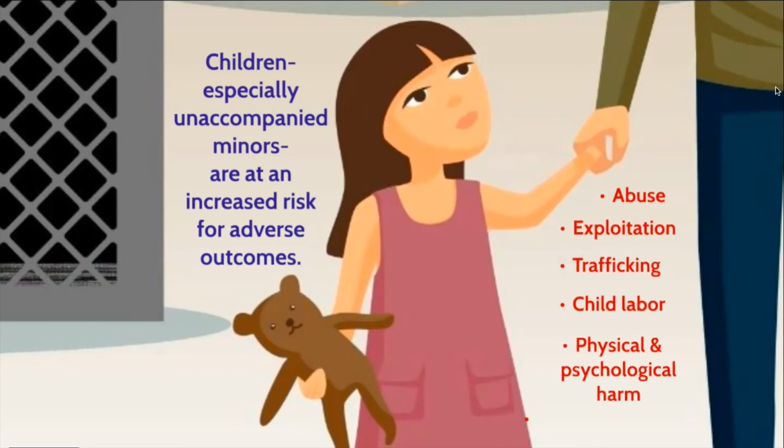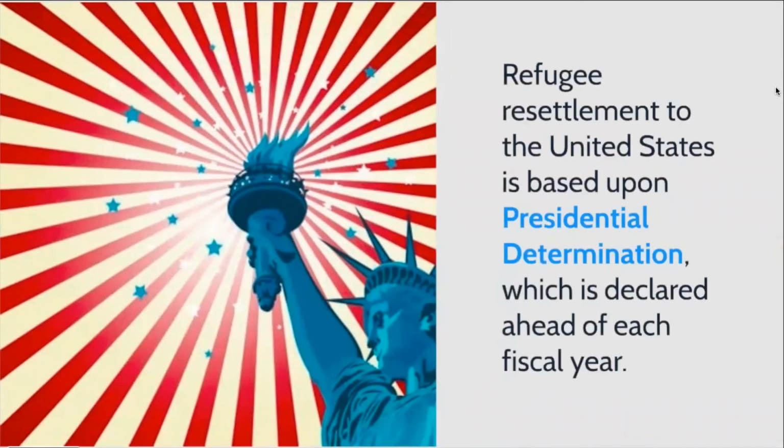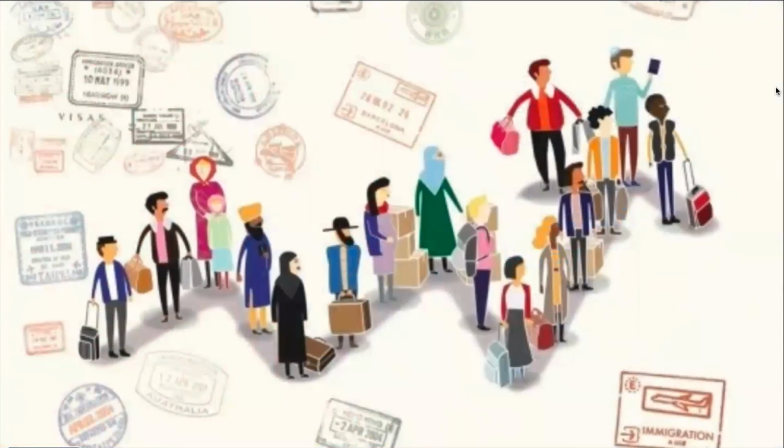Let's explore some factual data about refugee resettlement to America. Historically, the U.S. has been a world leader in refugee resettlement, accepting 3 million of the more than 4 million refugees resettled worldwide since 1980. Refugee resettlement to America is based upon presidential determination, which is declared ahead of each fiscal year. In the nearly 40-year span from 1980 to 2020, the United States welcomed refugees each year, offering them permanent residency and eventually the opportunity to become naturalized citizens.